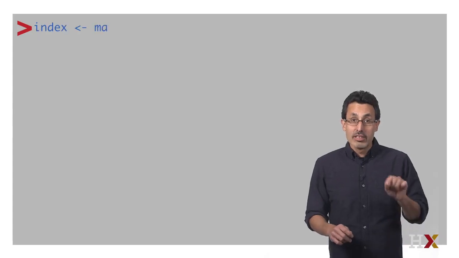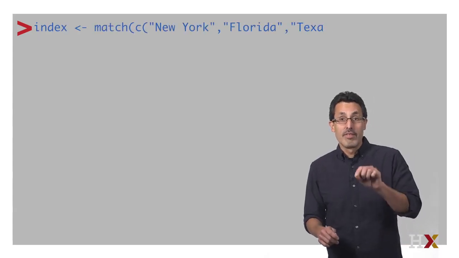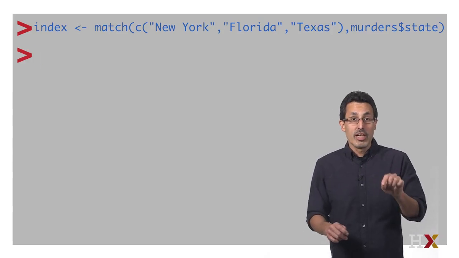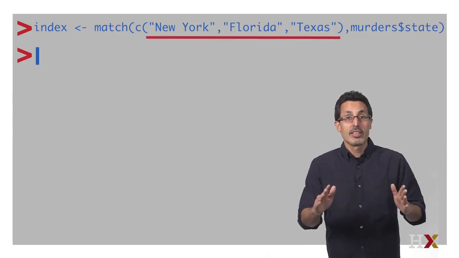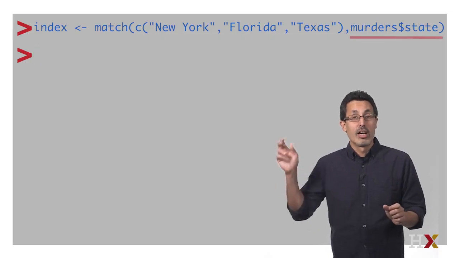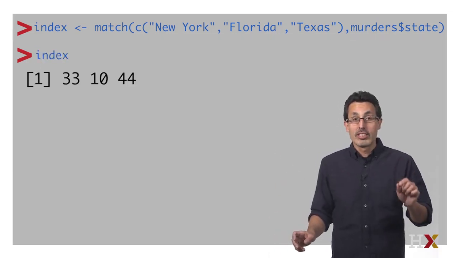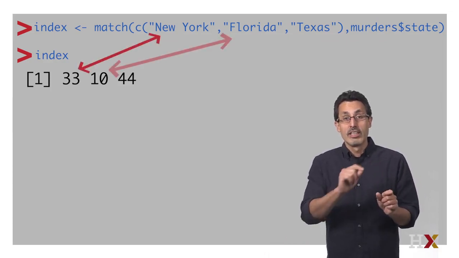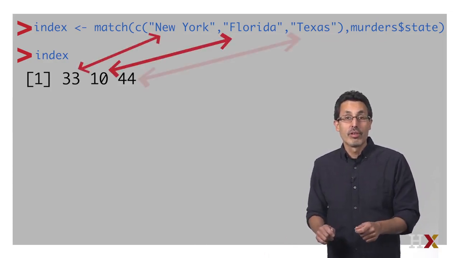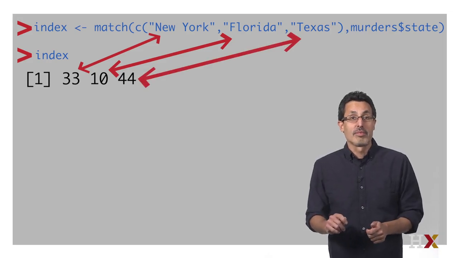Suppose that instead of one state, we want to find out the murder rate for several states, say New York, Florida, and Texas. Here we can use match. Let's look at an example. This function tells us which indices of the second vector match each of the entries of a first vector. So here it is. We say match New York, Florida, Texas, and then the second vector are the state names. So index is going to be 33. That's the index that matched New York. 10, the index that matched Florida. And 44, the index that matched Texas.